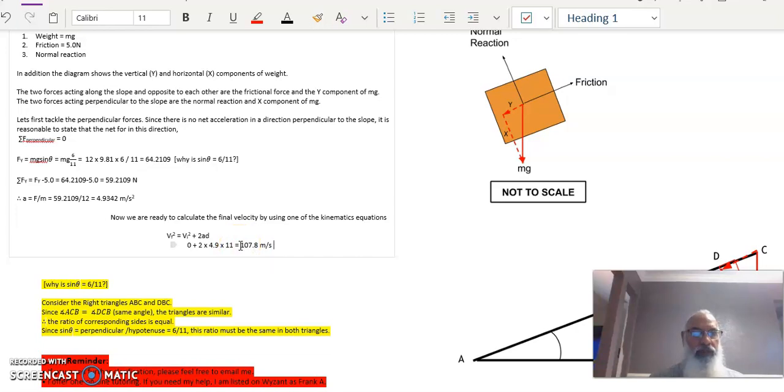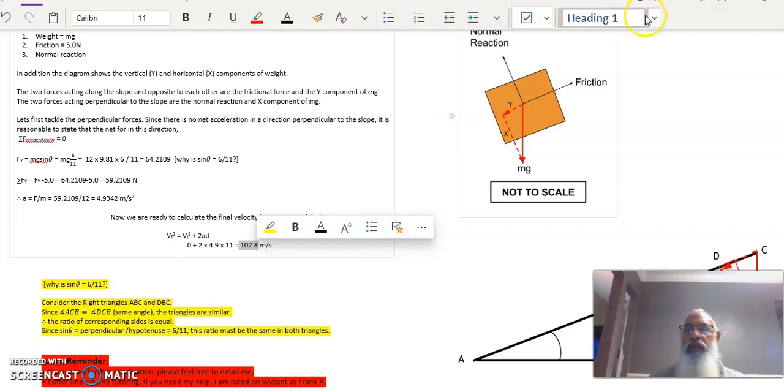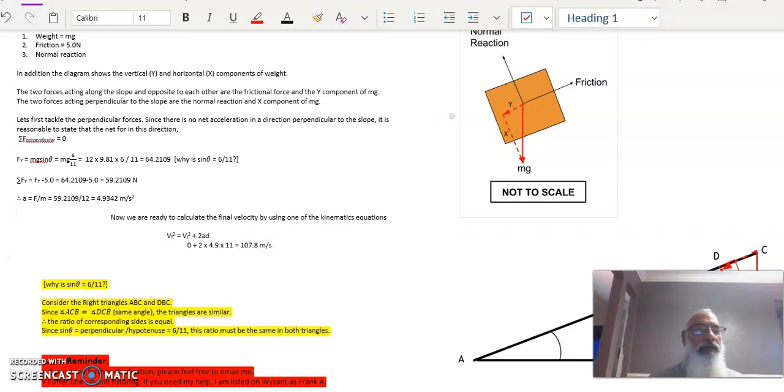Okay, so we need to take the square root of this number. That is not our answer. So let's see if I can do that quickly. Okay, it won't let me do it. But anyway, I'm going to just type it. Square root of this.